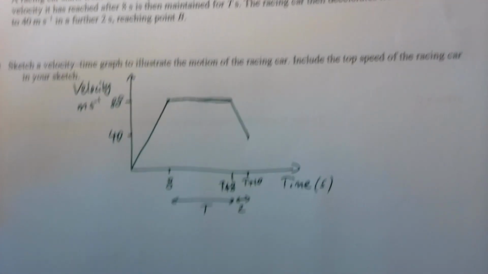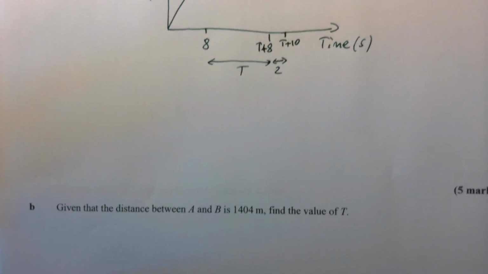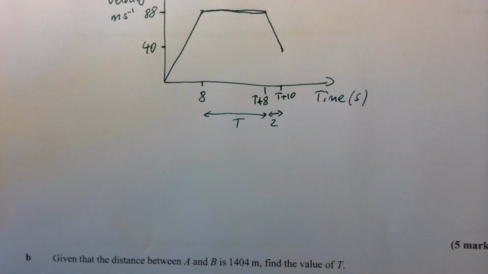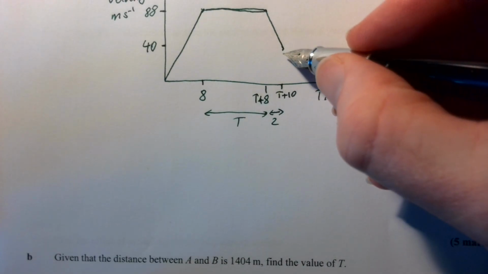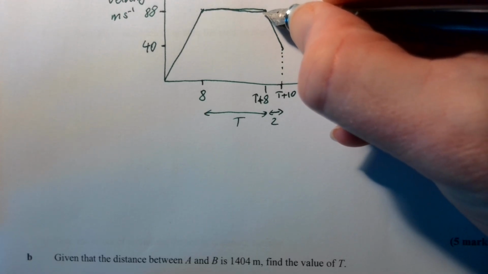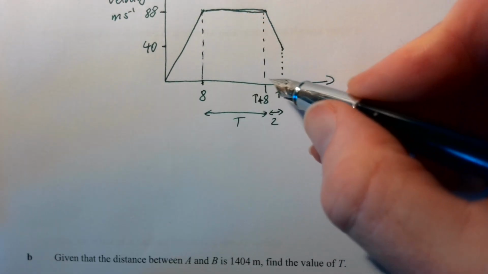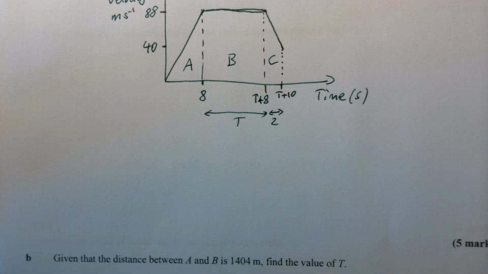Right, then, given that the distance between A and B is 1,404 meters, find the value of t. So I would now use this to set up what I'm going to be doing, because the distance between A and B on a velocity time graph is the area under the graph. So if I was to dot that down, what I've actually got here is this area.